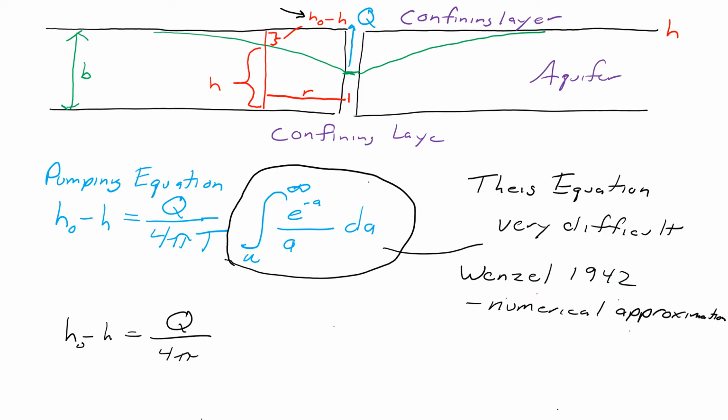First part's exactly the same. And the second part of the equation that is so difficult to solve, he came up with sort of a sub-equation for solving that part of it. W of u, where u equals r squared S over 4Tt. Go ahead and write this down. We'll go through this in a minute. I'm going to give you what all this stuff means in a second. I just want you to be able to catch up on the notes before I jump over.